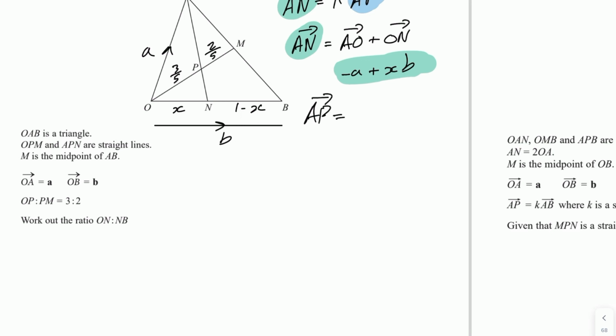So how do you go from A to P? To go from A to P, we can go this way and then this way. So AP is going to be minus a plus 3/5 of the full length. In fact, I'll write this out with the full working out of what we're doing. So AO, and then OP. AO is nice and easy. OP is going to be 3/5 of the full length, OM.